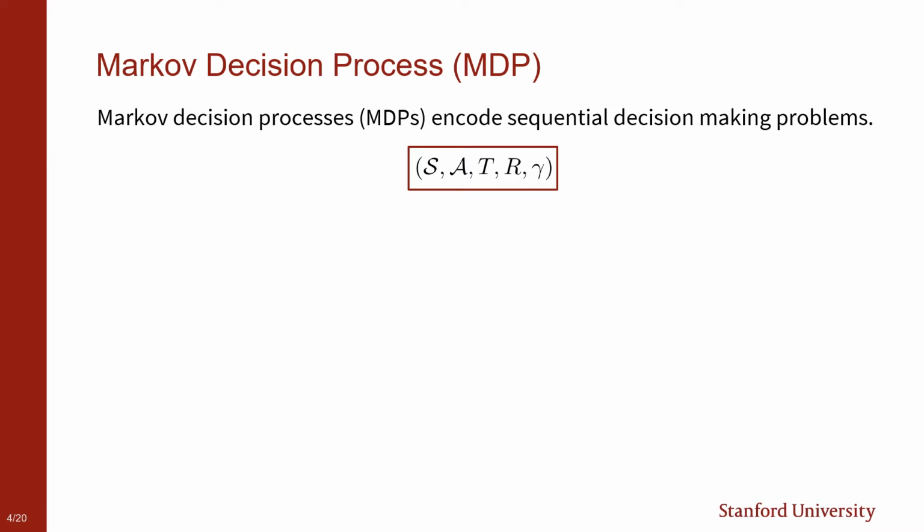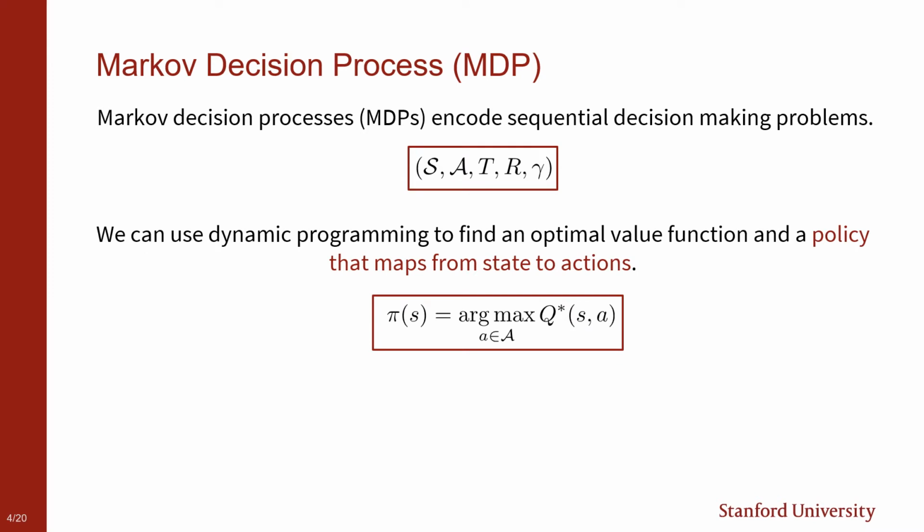My method for verifying the safety of neural networks is motivated by techniques in MDP model checking. MDPs encode sequential decision-making problems. We can use dynamic programming to solve for the optimal value function and use that to define a policy that maps from states to actions. We will assume in this case that we are already given this policy in the form of a neural network that we would like to verify.